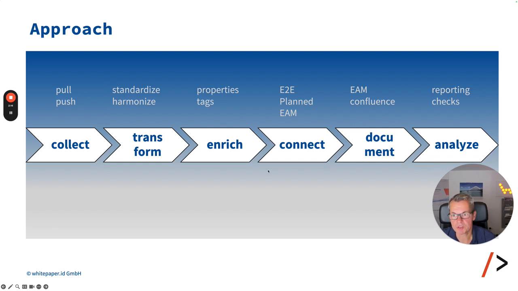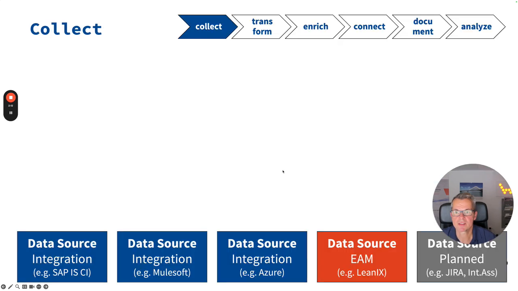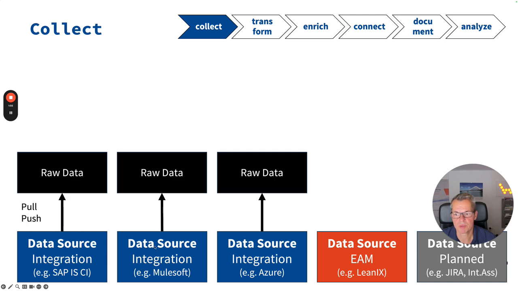So how does it work in detail, step by step? The collect step is doing this. So basically we have here all the different data sources. It can be an integration data source, like from the integration layer. It can be also a data source like EAM or just a planned data source. So we basically pull this information to put them into a raw data bucket, let's say, where we keep the information in the original naming and structure.